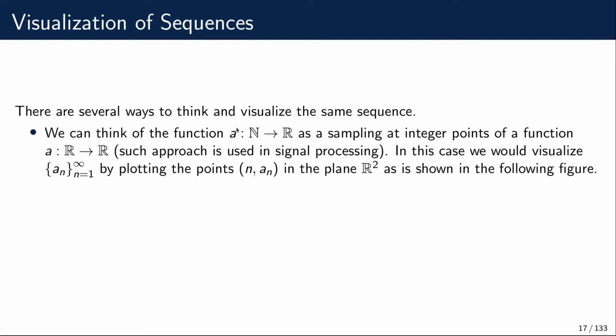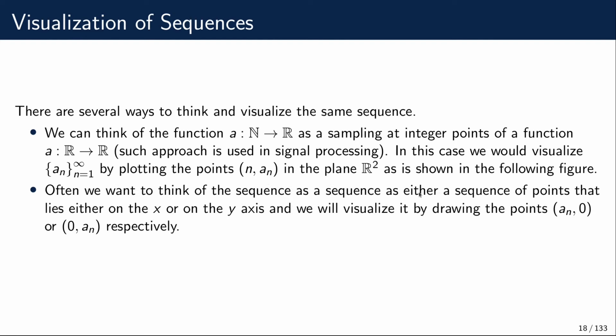Okay, so if we're thinking about it this way, if we have a function defined on the natural numbers into the real numbers, then to each n corresponds this an, and we can plot this by a collection of points, which we'll shortly see how. In addition, to visualize a sequence, we will often think of it as a sequence that lies on the x-axis or on the y-axis, and then we would plot those points to see the sequence. So let us now see a visual way of seeing a sequence and its elements.